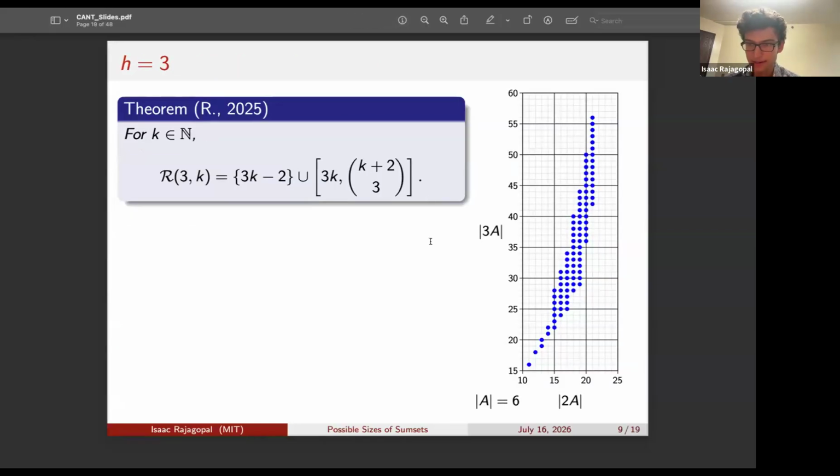So the first thing I noticed was if you want to study the size of 3A for various sets A, you also need to study the size of 2A. The reason for this is because 3A is A plus 2A. And so before you can understand 3A, you have to understand 2A. And so I made a bunch of plots like the one on the right, where I take all the sets of 6 integers. And on the x-axis, I plot the size of 2A. And on the y-axis, I plot the size of 3A.